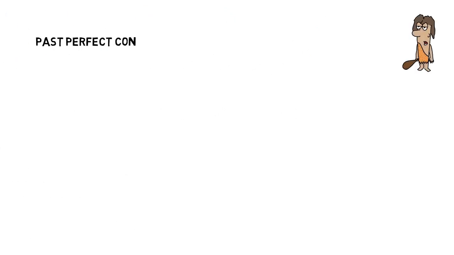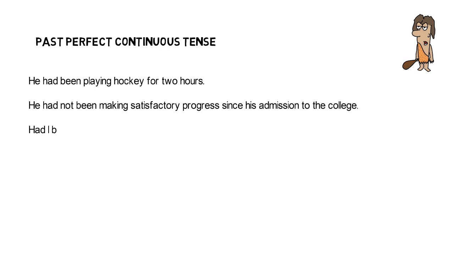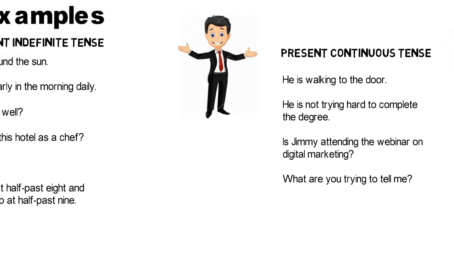Next tense, which is past perfect continuous tense. He had been playing hockey for 2 hours. He had not been making satisfactory progress since his admission to the college. Had I been working under the supervision of Mr. Williams? Why had she been looking for her lost watch for 2 hours, but she did not find it? Here we end with past tense.